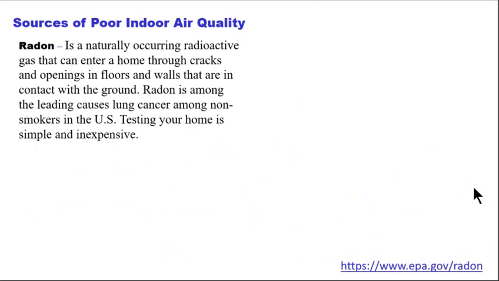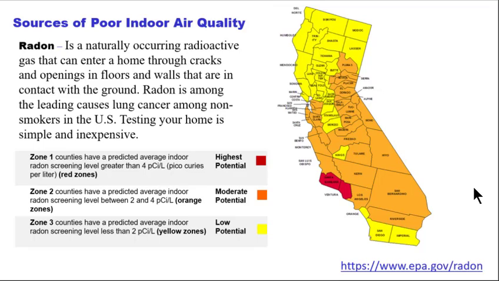Radon. Radon is a naturally occurring radioactive gas that can enter a home through cracks and openings in floors and walls that are in contact with ground. Radon is among the leading causes of lung cancer among non-smokers in the U.S. Testing your home is simple and inexpensive.